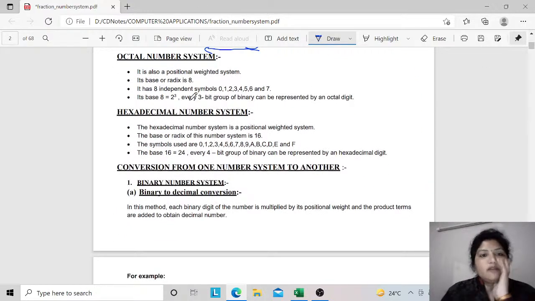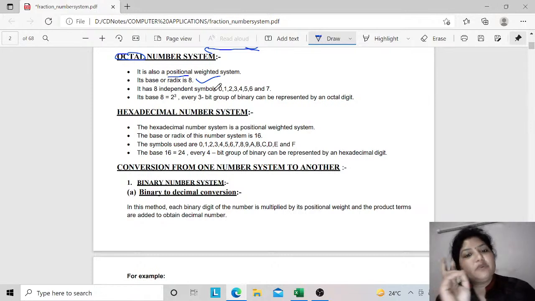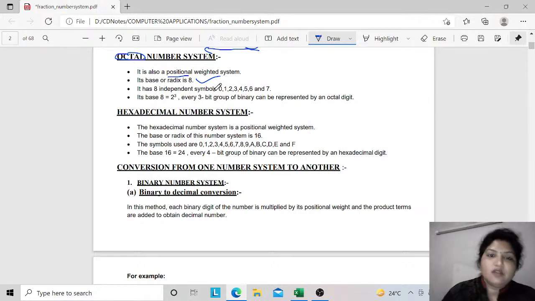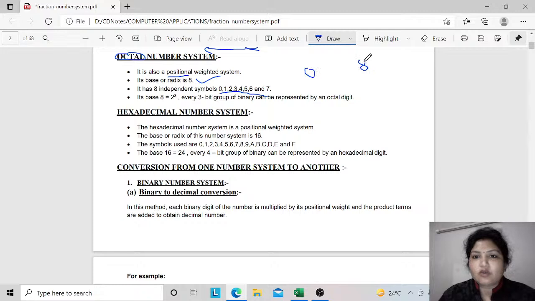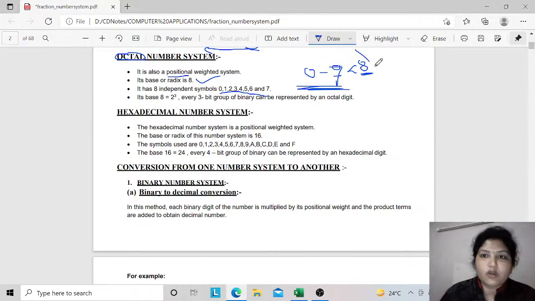Then we have the next part, that is the octal number system. It is again a positional weighted number system, and because it is an octal number system, our base would be 8. The main thing here is to remember two things, the base and the possible number of combinations. So you have an octal number, that means the base is 8. Your possible combinations lie between 0 to 7, always less than the base, and the base is not included in the combination, right?